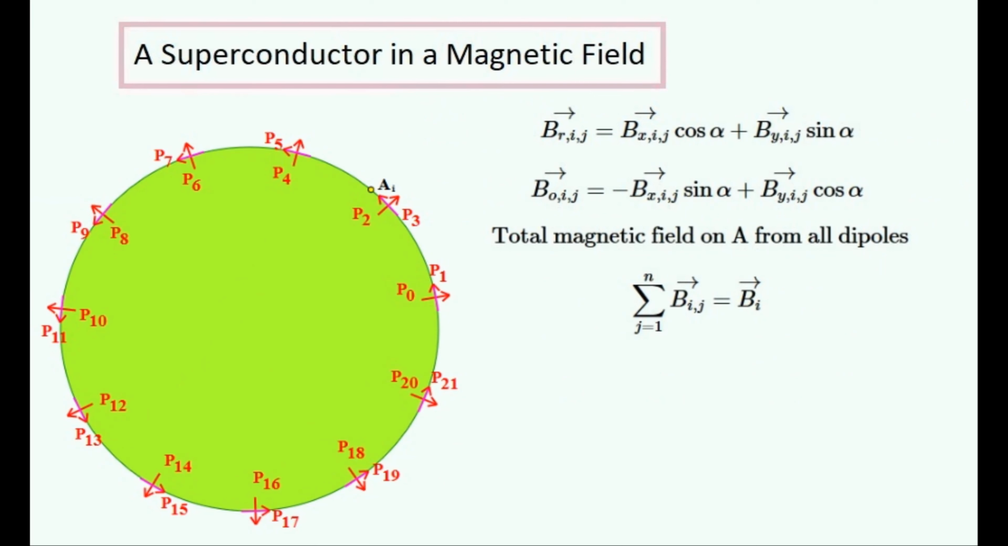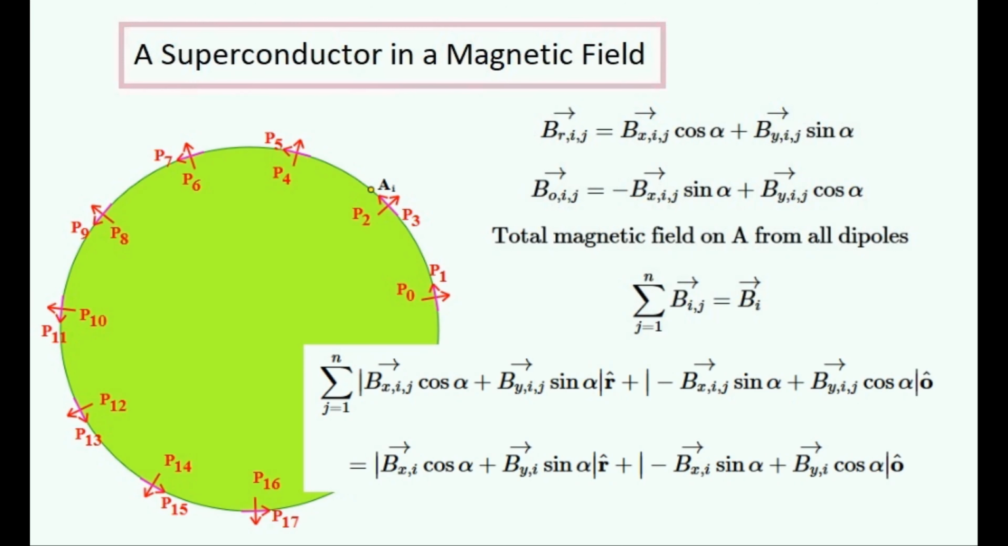The next step is to get an expression for the sum of all the magnetic fields caused by all of the magnetic dipoles on the surface of this superconductor, which can be expressed like this. And then it can be expressed like this. These vectors in absolute value brackets already point in these directions, but I wanted to write them out like this to more emphasize the directions that they are in.